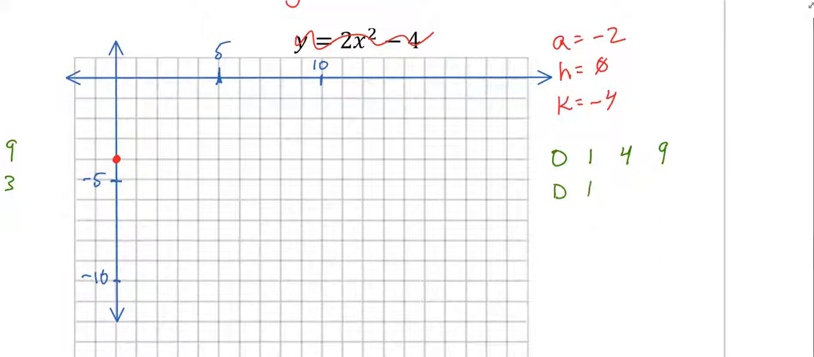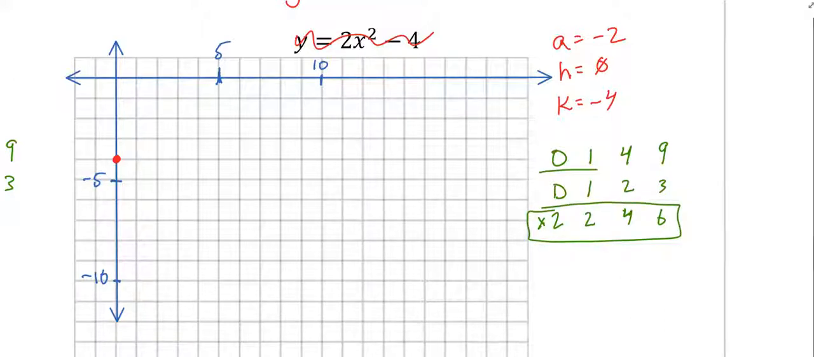Square root of 1 is 1. Square root of 4 is 2. Square root of 9 is 3. But I'm going to multiply those by 2. So that's 2, 4, 6. And again, that means these are the ones that I'm going to use to find my new points, right?